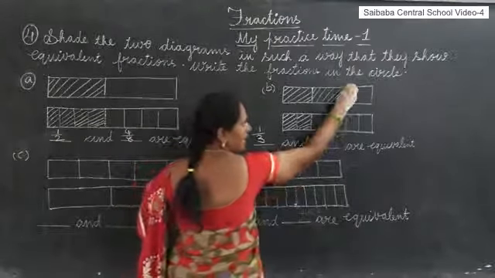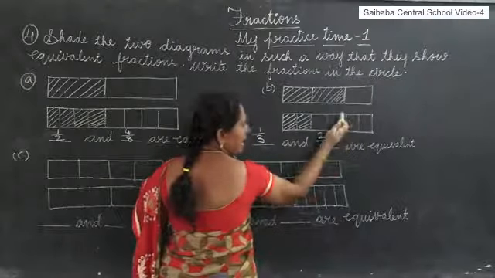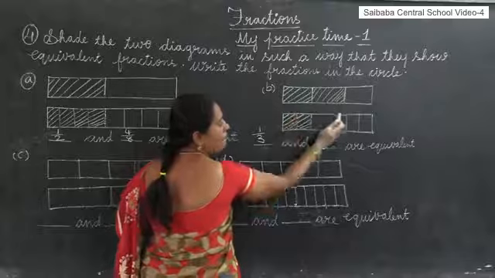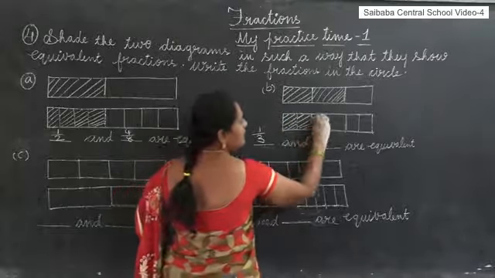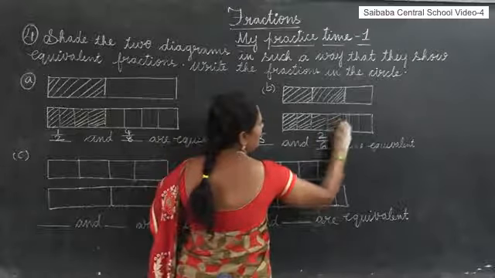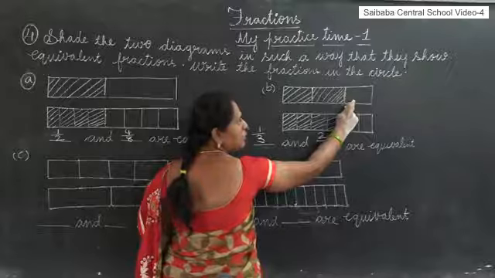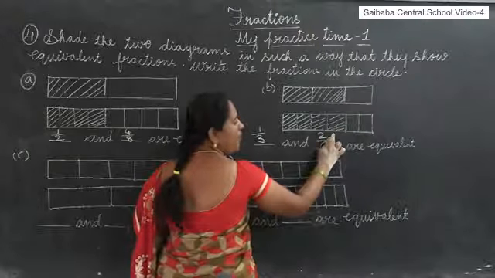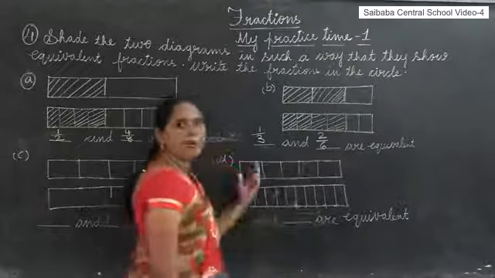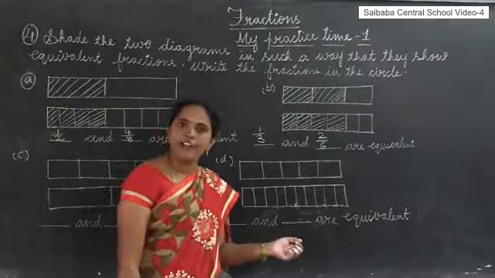Good. Observe this line. Before this line, how many parts are there? 4 parts are there. So, in this whole, we have to shade 4 parts. Now, what is the fraction of these shaded parts? 2 by 3 and here 4 by 6. So, 2 by 3 and 4 by 6 are also equivalent fractions.